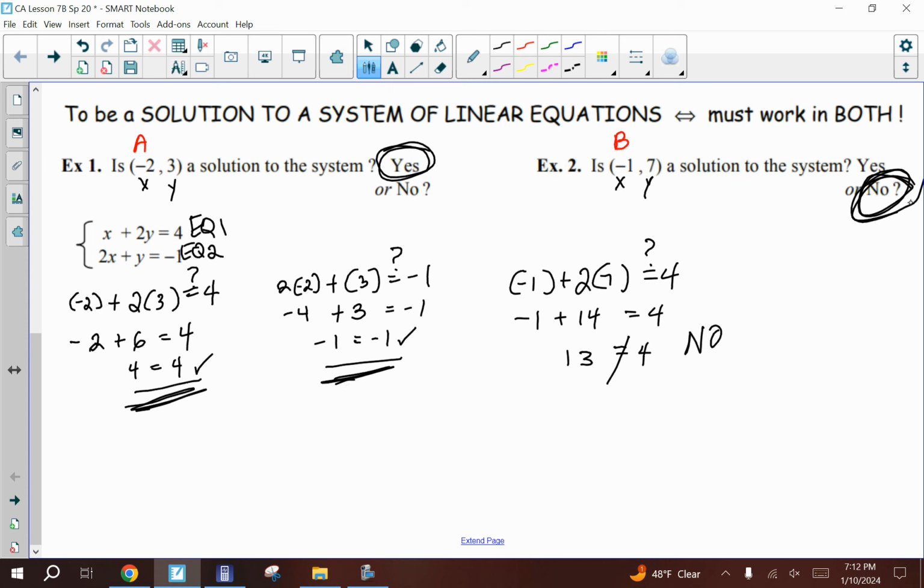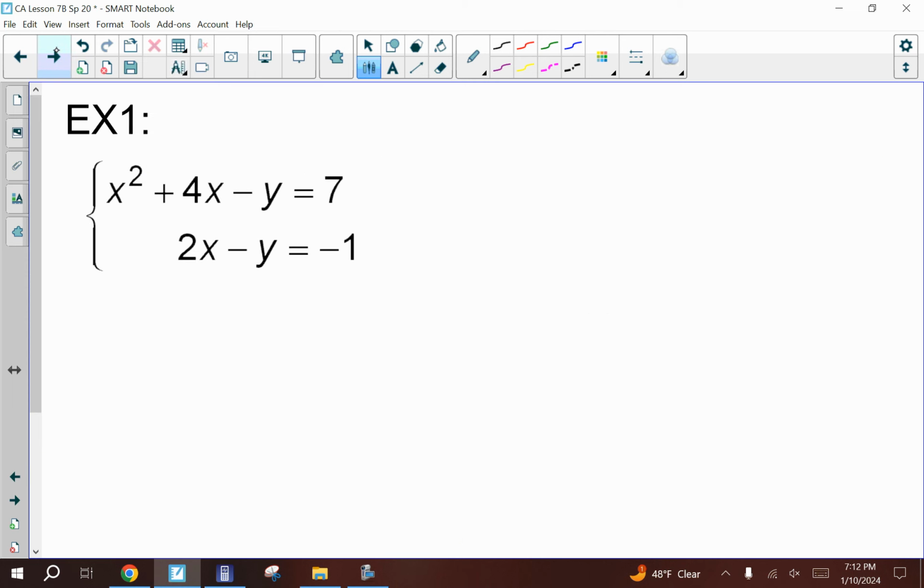Okay? So now we're going to switch gears because that's how this works on the assignment. In the assignment, they're going to have you test a few answers. I think 1 through 4 has four numbers you have to test. And then when you get to the next set of questions, now you actually have to solve.